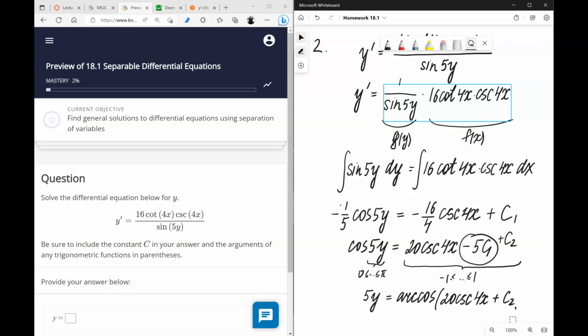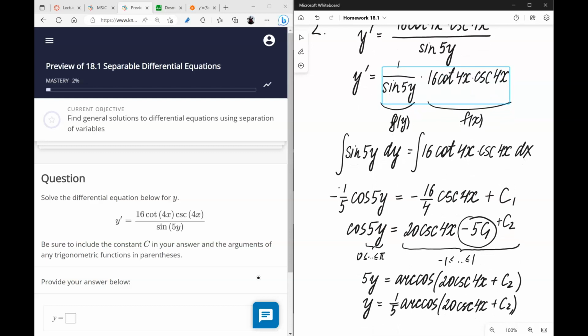So the last thing we're going to do is divide everything by 5. So y is equal to 1/5 arc cosine of 20 cosecant of 4x plus some constant c2. And since we're not going to have any other constants, we can label this last constant as c. And that's the answer I will be entering.